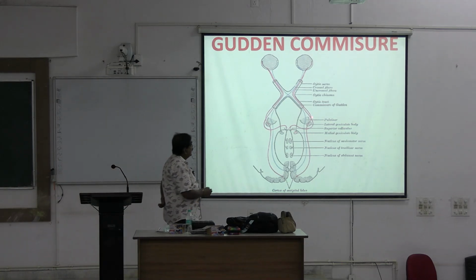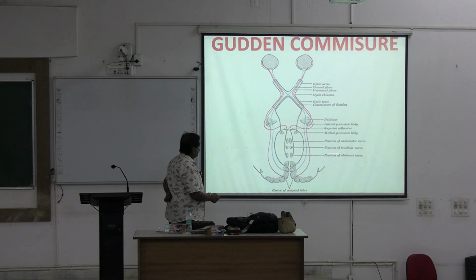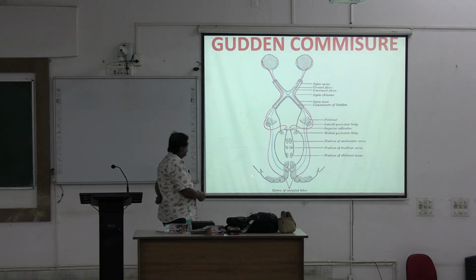And this is the pulvinar, the lateral geniculate body. You must know the medial geniculate body, nucleus of oculomotor nerve, nucleus of trochlear nerve, nucleus of abducens nerve. This again comes into the cortex of the optical lobes.